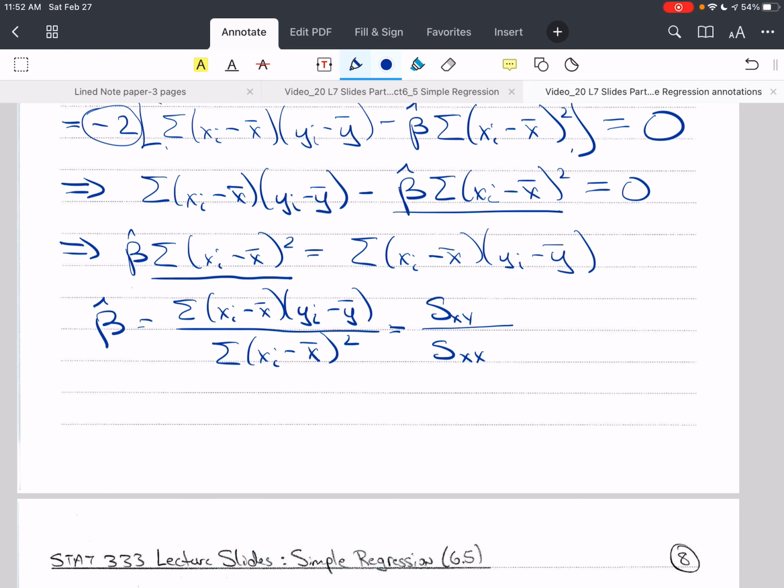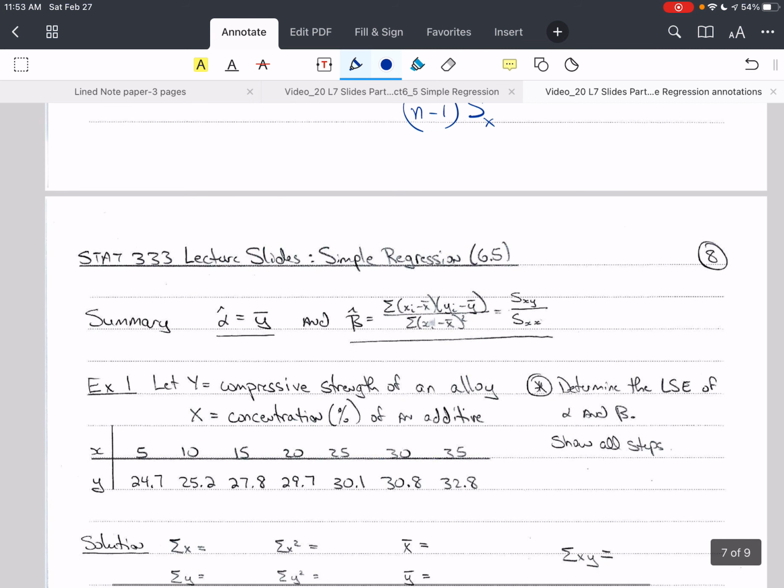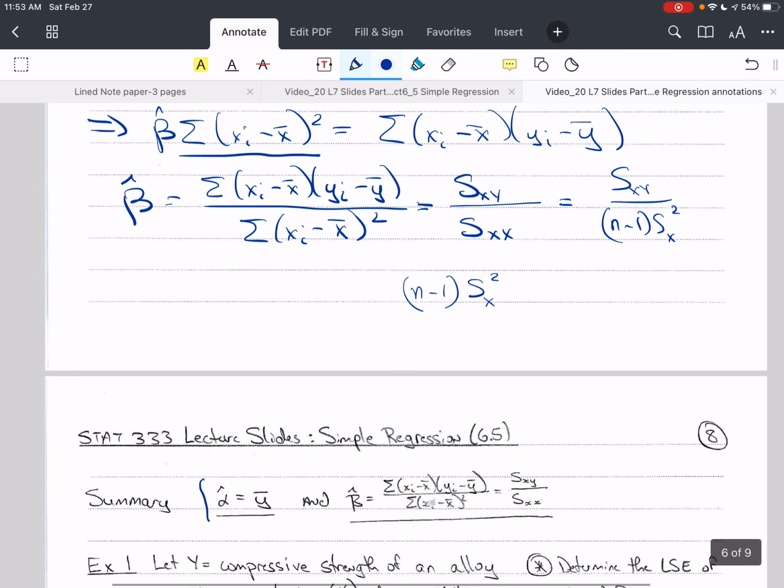Now, I can write this, so these are the sum of squares, not the standard deviations or variances, okay? So it's not s squared. It is n minus 1 times s of x squared, the standard deviation of x, okay? So you can use that. This is equal to s of xy over n minus 1 times s of x quantity squared, the standard deviation of x squared.